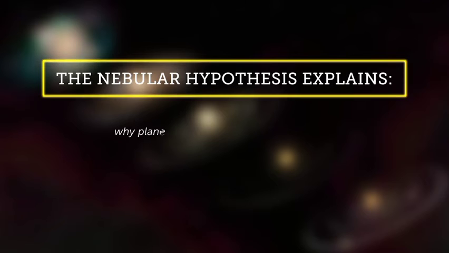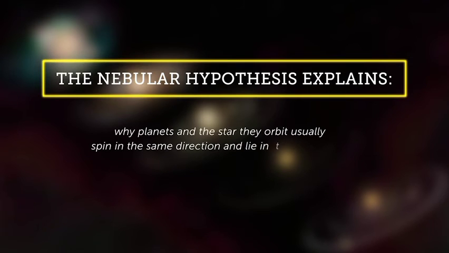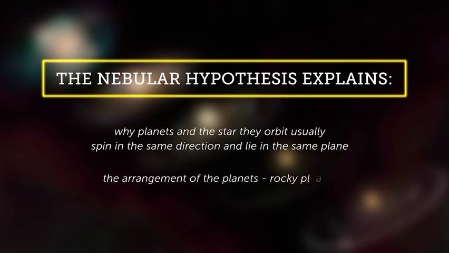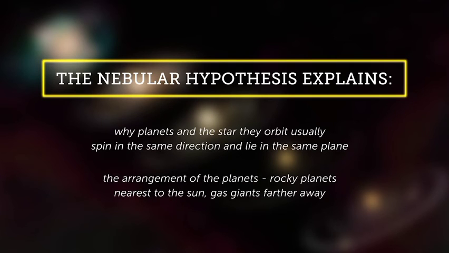It explains why planets and the star they orbit usually spin in the same direction and lie in the same plane. It also explains the arrangement of the planets, with the rocky planets nearest to the sun and the gas giants farther away. The next time that you look at the stars twinkling in the night sky, imagine new planets forming using these very steps.